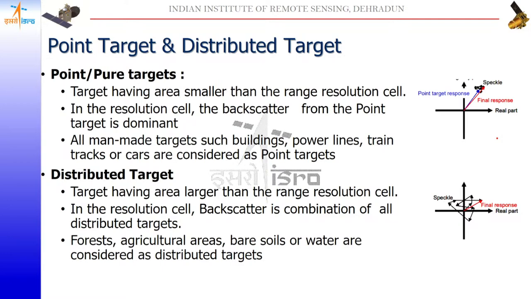Now second is the distributed target, where the target has a larger area than the resolution cell, like a natural surface. All natural surfaces are considered distributed targets. Within a resolution cell, all the scatterers combine into one backscatter value, so that comes under the distributed target. Based on the pure or point target and distributed target, we have different mechanisms to decompose our polarimetry image.